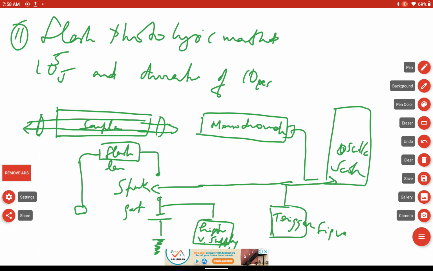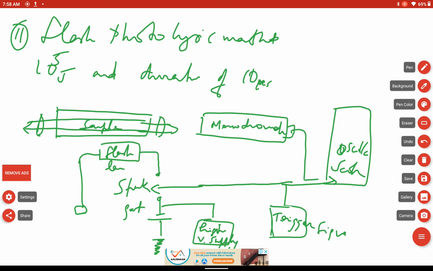This is a schematic representation of it. A high intense pulse laser source can be utilized for flash photolysis, and the concentration of the intermediate formed by flash photolysis is followed as a function of time by absorption photometry.